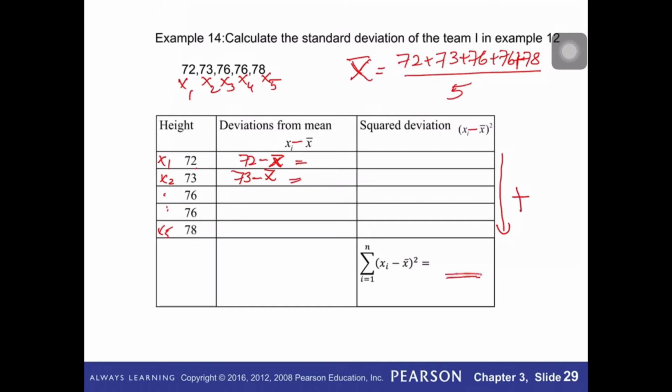Okay, so you can find your standard deviation, x, by using this one here, divide by n minus 1, square root. So you can find the standard deviation. Okay.